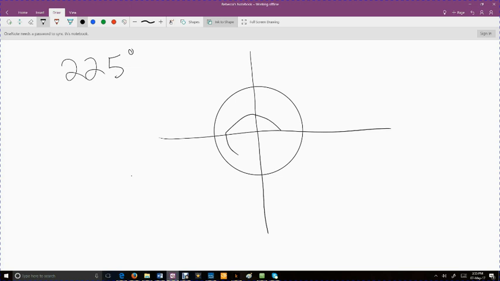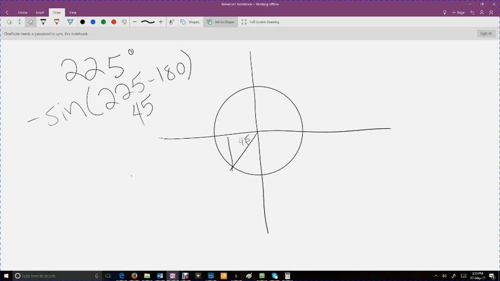Back to my correct thing. So negative sine of 225 minus 180, and so that gives us 45. So now we draw a 45-degree angle, and we have a 45, 45, 90 triangle down here in quadrant 3.